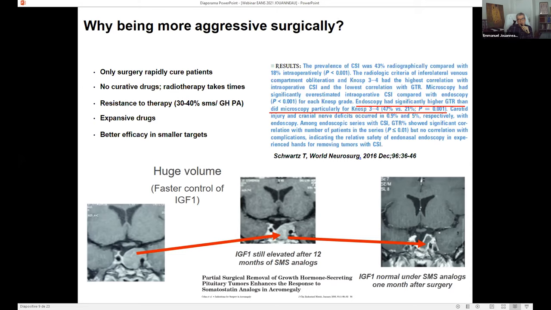And also it's very expensive, and for drugs or radiotherapy, you have a better efficiency on smaller targets. Like in this case, there is an invasion of the cavernous sinus. We decided to use a medical drug, and 1 year later the patient is not cured and there is still a huge tumor inside the sella and the parasellar space. We decided to operate on the patient. The patient was not cured by surgery for sure, but 1 month after the surgery, with medical drug, the patient was cured. So even if you cannot cure the patient, surgery can benefit patients.